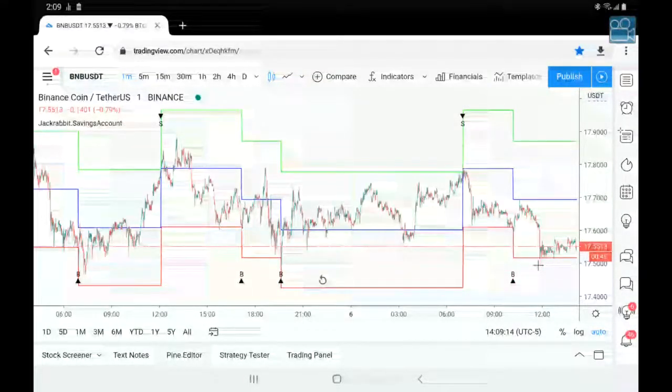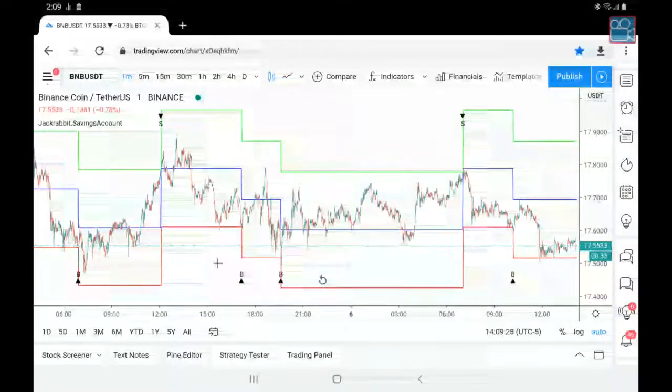BNB. A good stable coin for a solid long-term portfolio. Not good for rapid profits. Look at your runs. Look at your time frame. Half a day, between here to here. Quite a bit of time wasted.